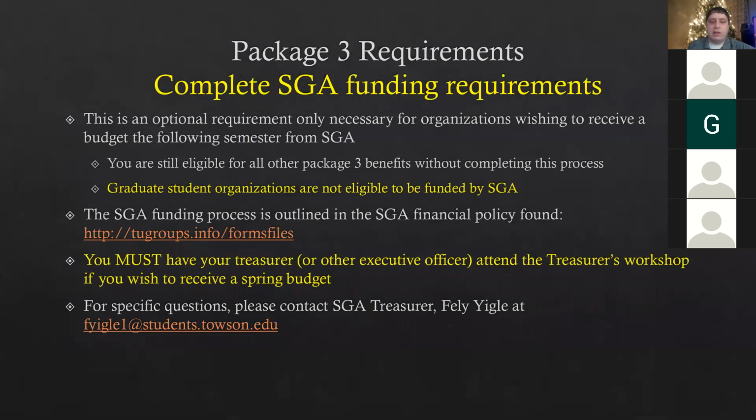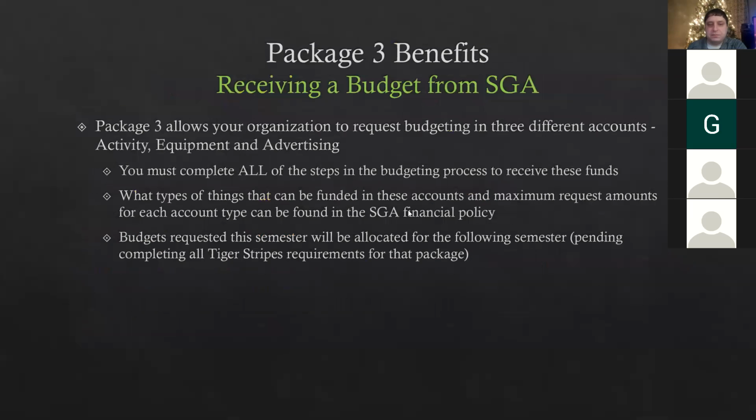All right, and then complete the SJ funding requirements. This is optional and is only required if you're requesting a budget. You can still be eligible for everything else for package 3 without doing this. There's a separate process, and the whole treasurer's workshop goes over this, so I won't cover it in this specific session. But if you want to receive a budget for next semester, you have to have another member, preferably your treasurer, go through the treasurer's workshop. And Belly, who is the SJ treasurer, her email's down here if you need help getting in touch with her about that process.